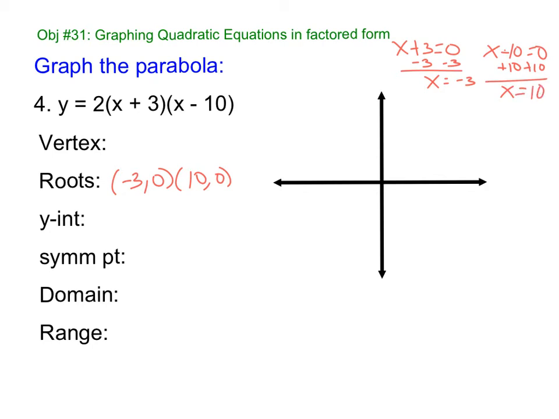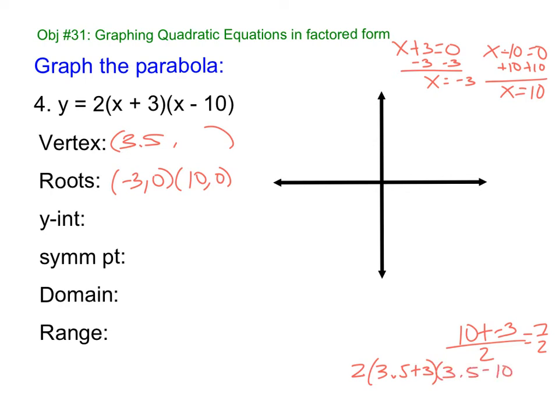And then to find the vertex, we're going to find the average of the roots. So, 10 plus negative 3 divided by 2. 7 over 2, which is 3.5. Now make sure when you plug in 3.5, you plug in that 2 also. So 2 times 3.5 plus 3, times 3.5 minus 10. I got negative 84.5.